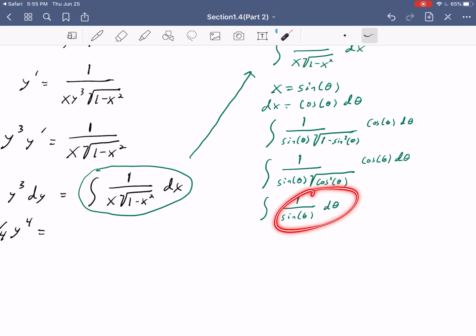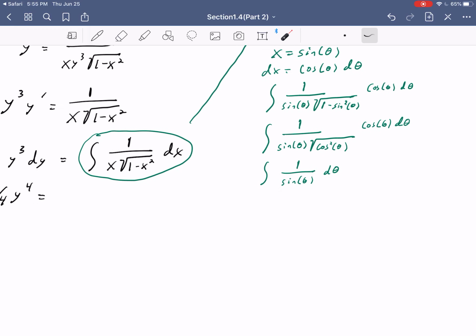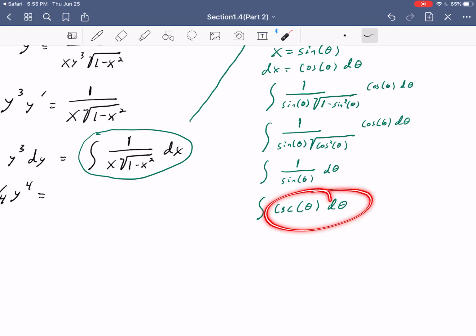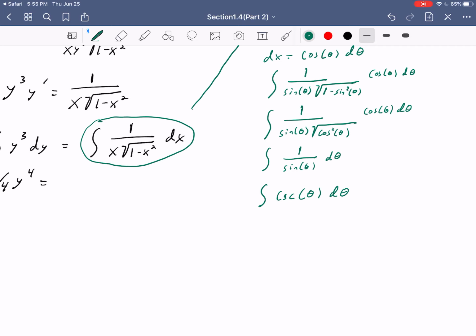We're not particularly thrilled to see a trigonometric function in the denominator because there's not a lot of good ways to integrate things that have a trigonometric function in the denominator. Luckily, though, we can just rewrite this as a different trigonometric function. This is, of course, the integral of cosecant theta d theta. And this is one of those ones that we have an antiderivative for. It's negative ln absolute value of cosecant theta plus cotangent theta.